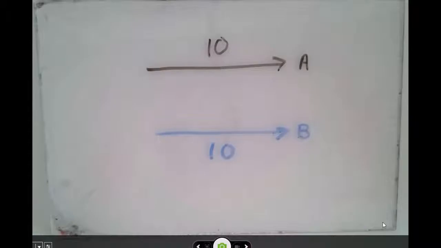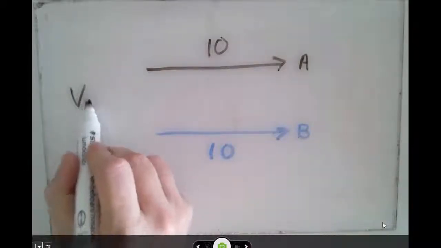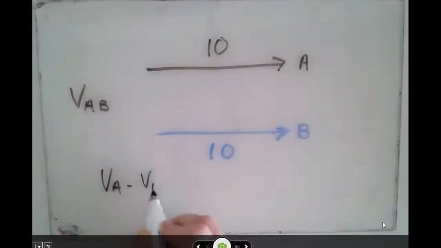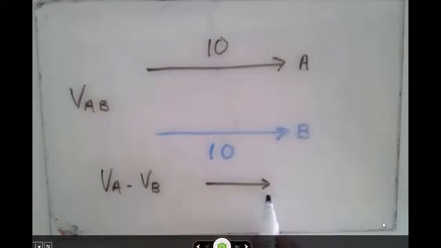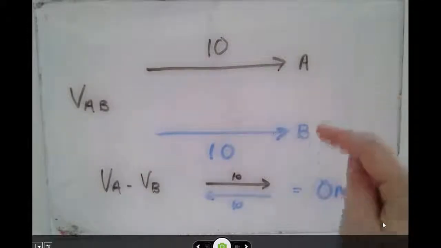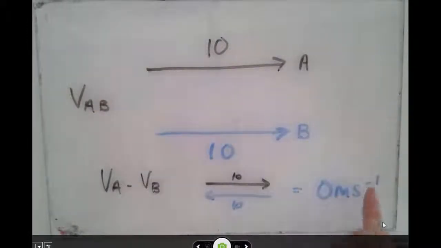Let's think about now the velocity of vector A relative to vector B is A minus B. So vector A minus vector B, which is just adding it in the negative direction, 10 minus 10 equals 0. So we'll give it some units now. Each of these vectors relative to each other is moving at 0 meters per second. In other words, they're moving along together.